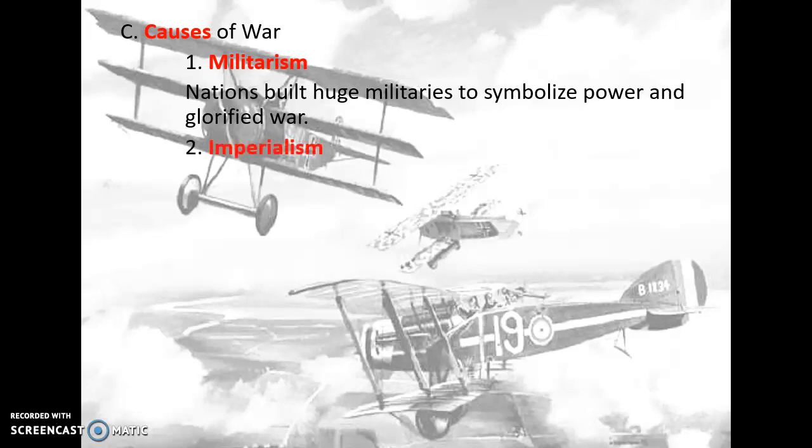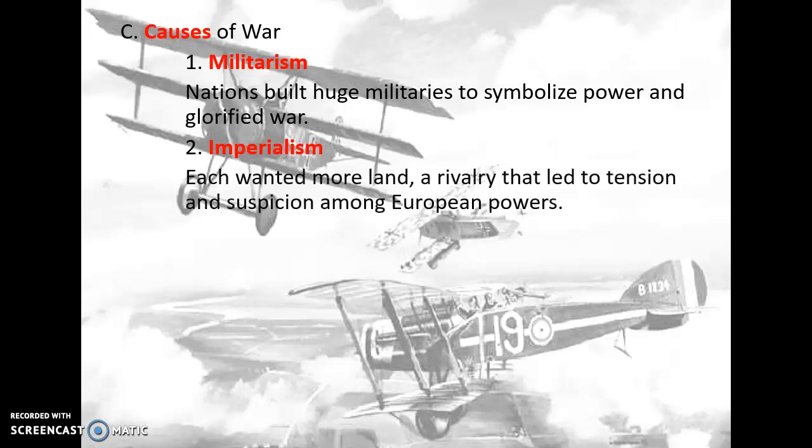Number 2, imperialism. We've discussed this word before. Imperialism is the dominance and power asserted by one nation over less powerful nations. Each wanted more land, a rivalry that led to tension and suspicion among European powers. Germany and Italy especially sought to gain access to foreign lands in order to compete with Britain and France.